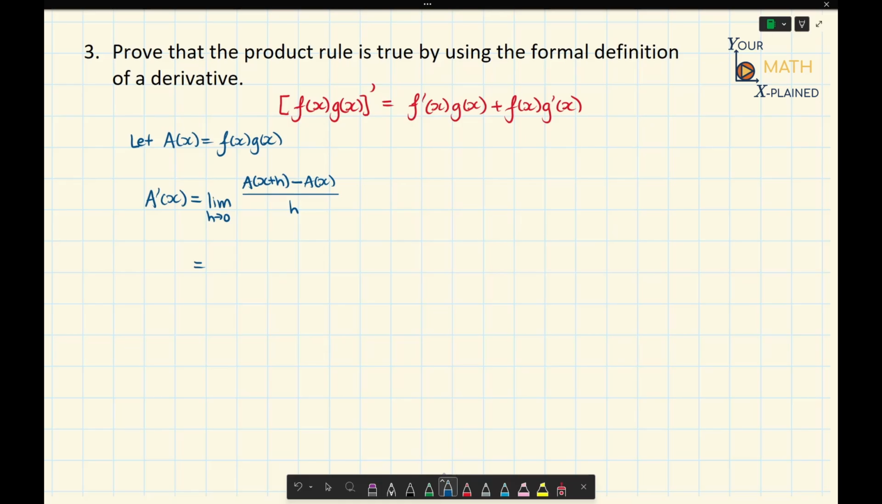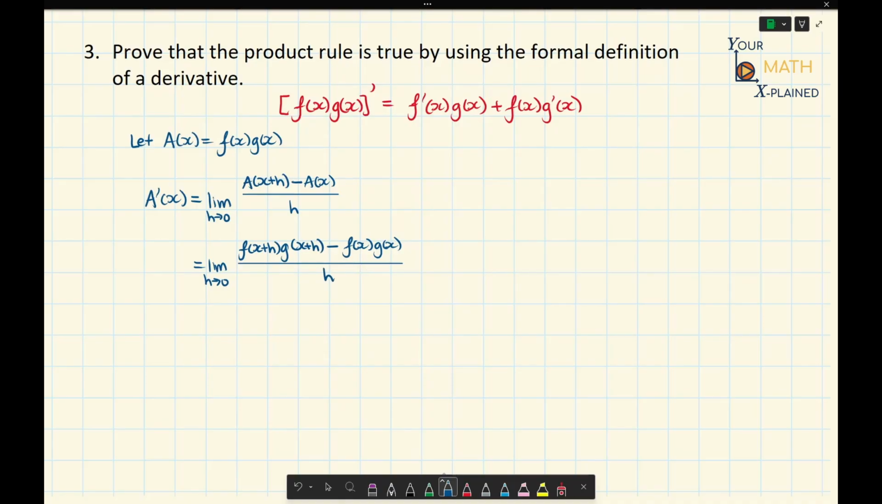So then this is equal to the limit as h approaches 0 of a of x plus h would be f of x plus h times g of x plus h. And then we have minus f of x times g of x. And this is over h.